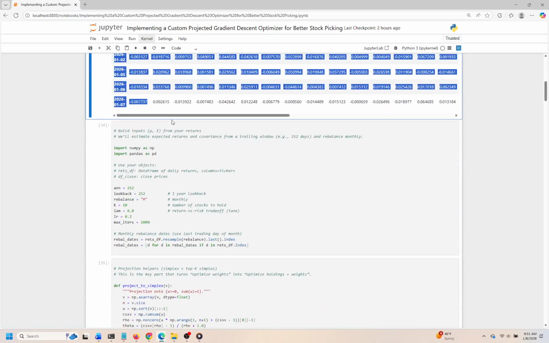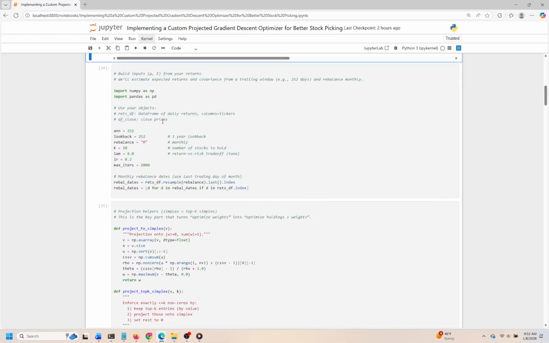In this cell, we are setting up the foundational elements needed to build our investment strategy, specifically focusing on estimating expected returns and covariance from our daily returns data. This step is essential as it allows us to understand the potential performance and risk associated with our selected assets over a specified period, helping us to optimize our portfolio effectively.